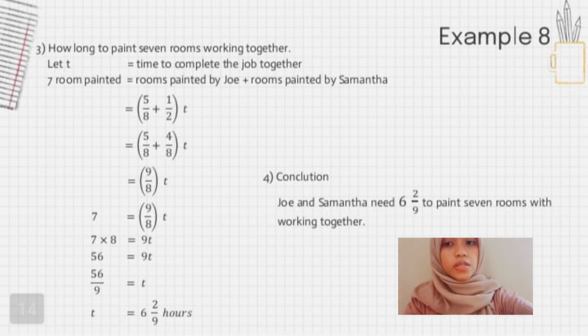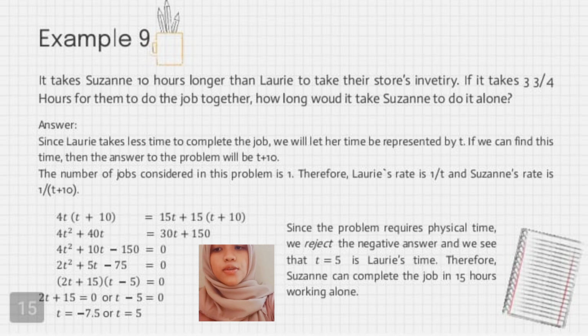We move to example 9. It takes Susan 10 hours longer than Lowry to take their store's inventory. If it takes 15 per 4 hours for them to do the job together, how long would it take Susan to do it alone? Answer: since Lowry takes less time to complete the job, we let her time be represented by t. If we can find this time, the answer to the problem will be t plus 10. The number of jobs considered in the problem is 1. Therefore, Lowry's rate is 1 per t, and Susan's rate is 1 per t plus 10.